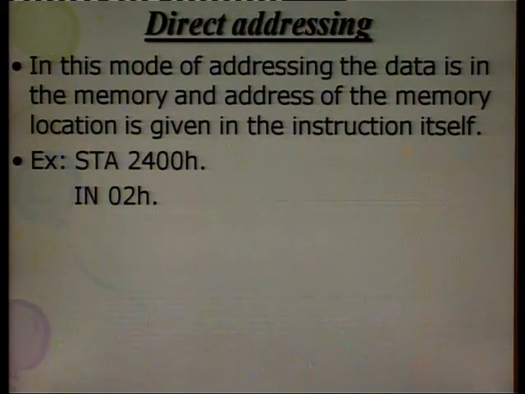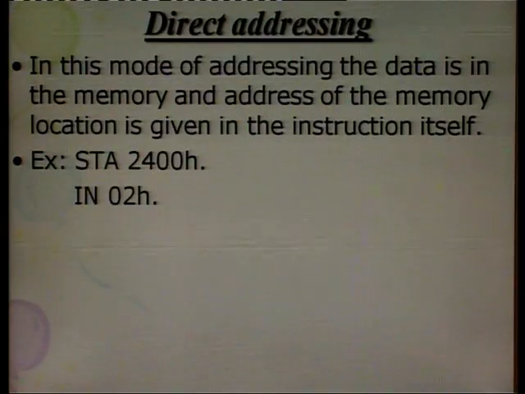in the first case, the data was given immediately in the instruction. In the second case, it was in some internal register, and the name of that register was mentioned in the instruction. Now, the third type of addressing is direct addressing.